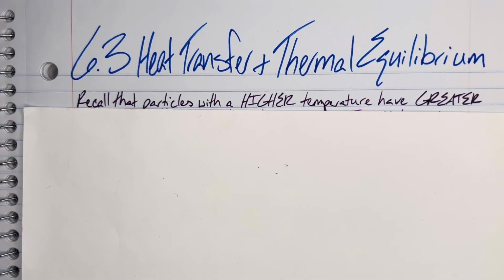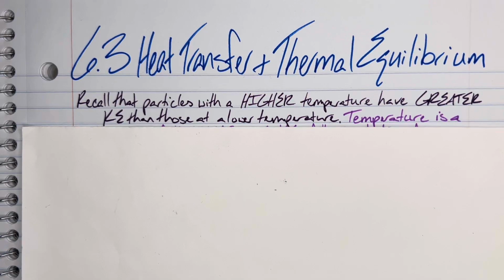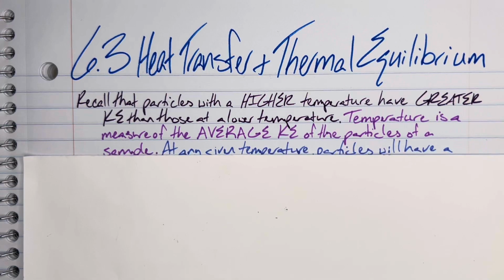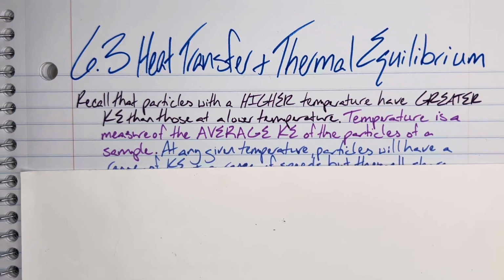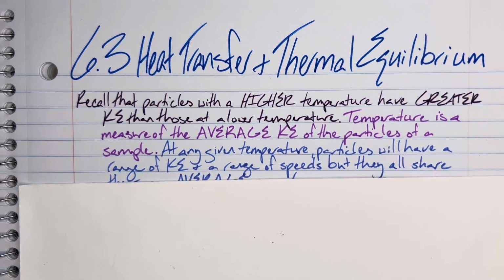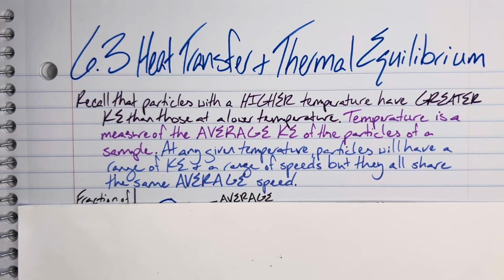I need you to recall that particles with a higher temperature have a greater kinetic energy than particles at a lower temperature, since temperature is a measure of the average kinetic energy of the particles in a sample. At any given temperature, particles will have a range of kinetic energy and a range of speed, but they will all share the same average kinetic energy and the same average speed.